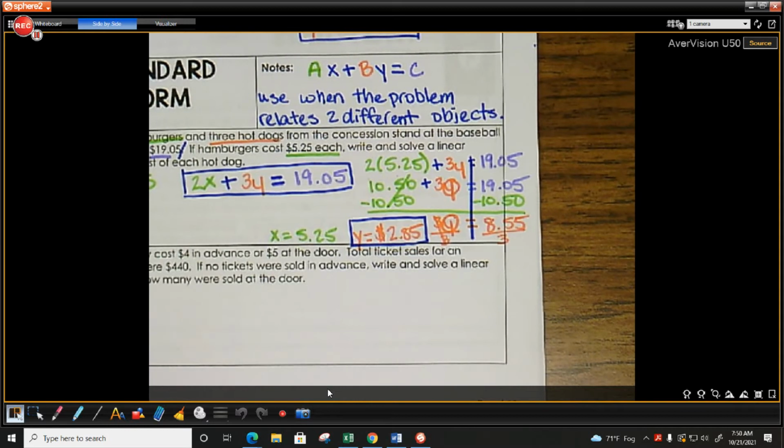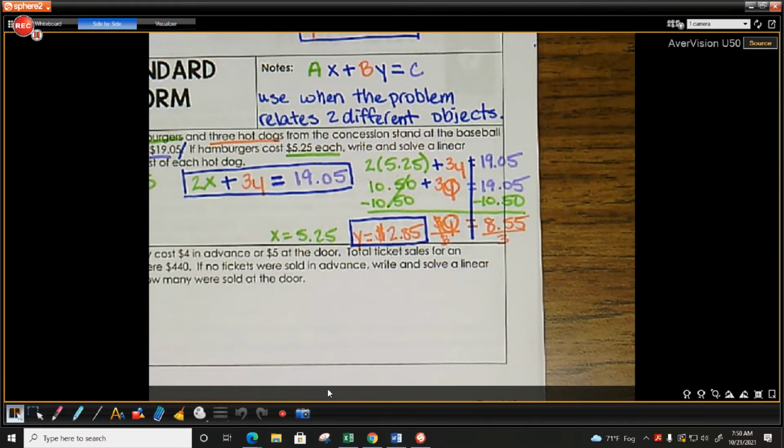Tickets at a school cost $4 in advance or $5 at the door. Total ticket sales for an evening production were $440. If no tickets were sold in advance, write and solve a linear equation to find how many were sold at the door. Very good.